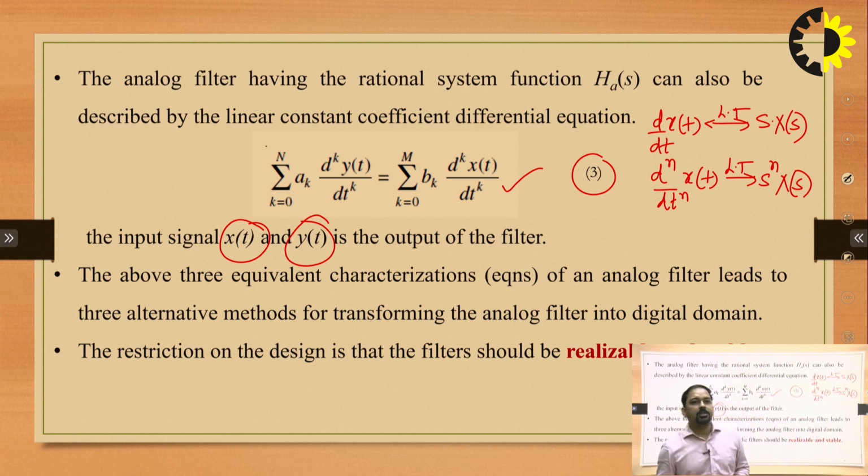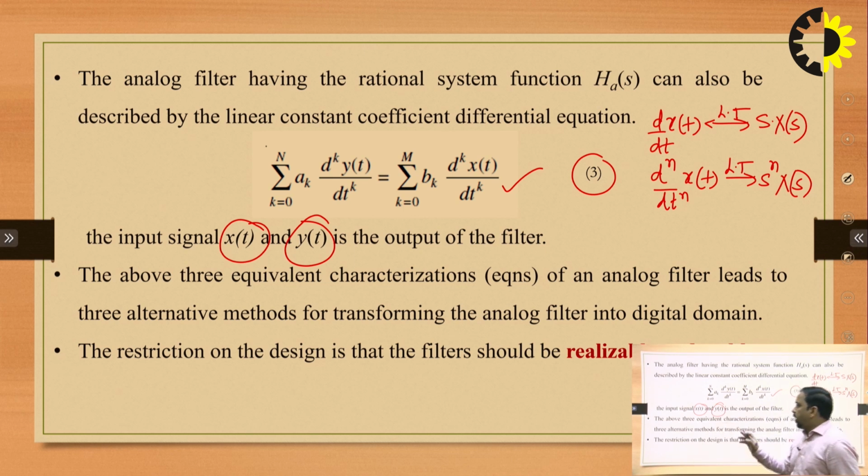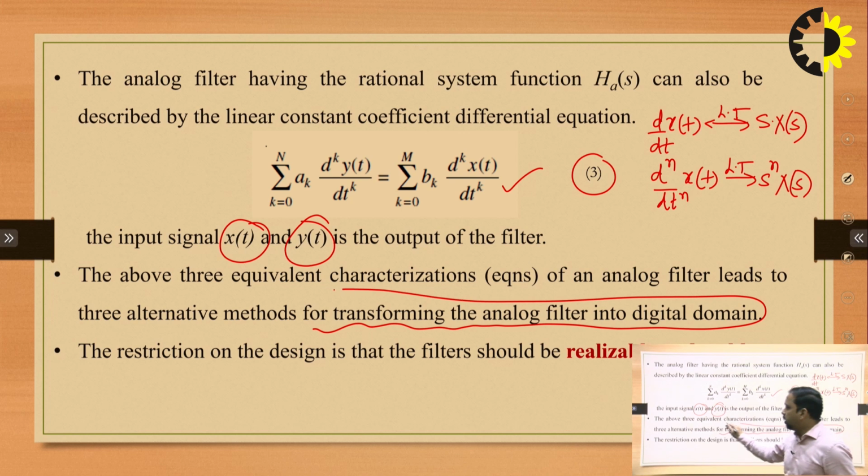So on the basis of these three equations, equation number 1, 2 and 3, we have three different methods. The above three equations, as equivalent characterizations of an analog filter, lead to three different alternative methods for transforming the analog filter into the digital filter. Later on we will see these in our lecture.